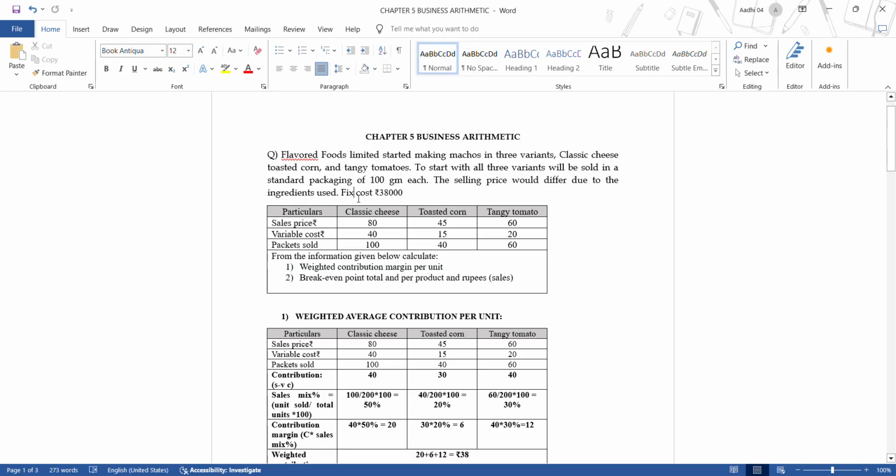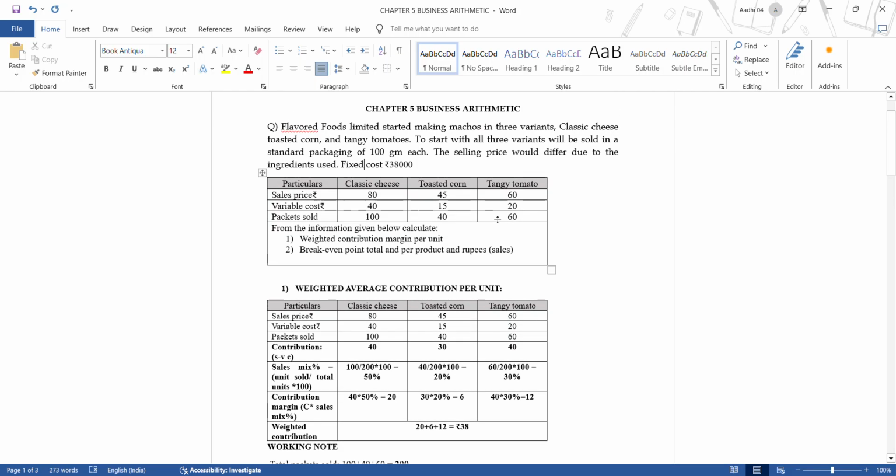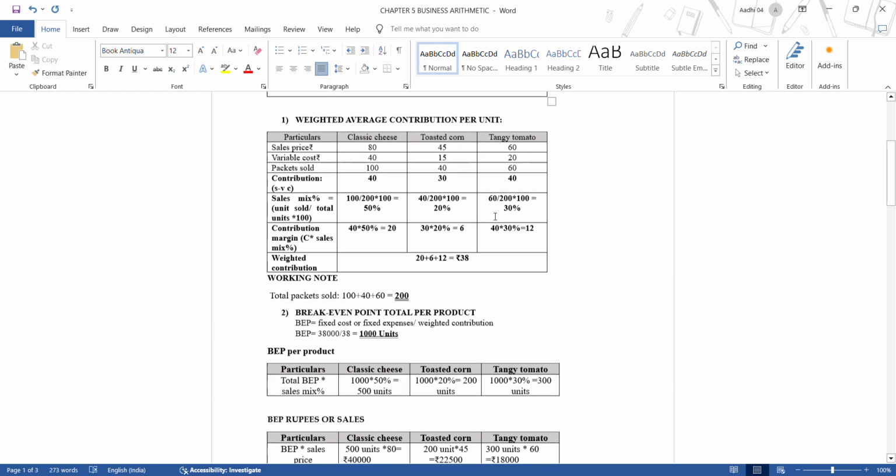Fixed cost, or we can say fixed expenses. The details are given here in the box. These are the particulars, where there is sales price, variable cost, and packages sold, and for each and every product the sales price and variable cost are given. Now from the information given, we have to calculate weighted contribution margin per unit as well as break-even point per product and in total and in rupees. So this is the question. I hope it is clear. Now we are going to the answer. The answer is as given below.